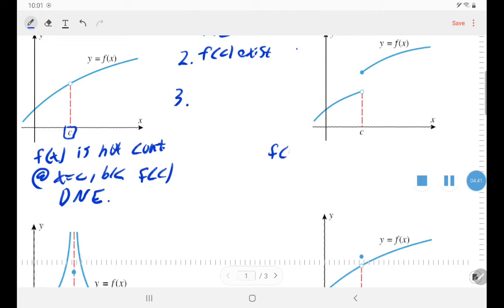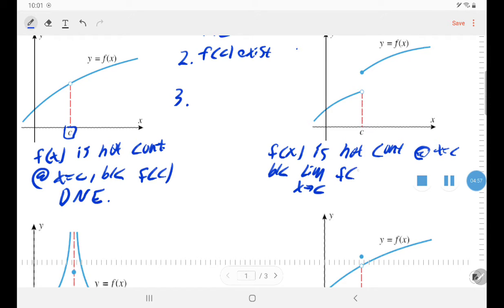So I would say f of x is not continuous at x equals c, because the limit as x approaches c of f of x does not exist. Please make sure anytime you write a limit that immediately afterwards you write what function it is you're finding, because I could be talking about a function g of x, h of x, whatever. So that is important to write.